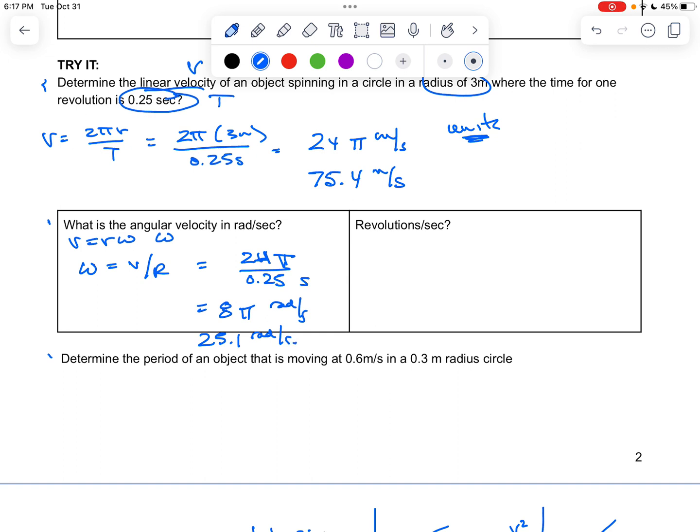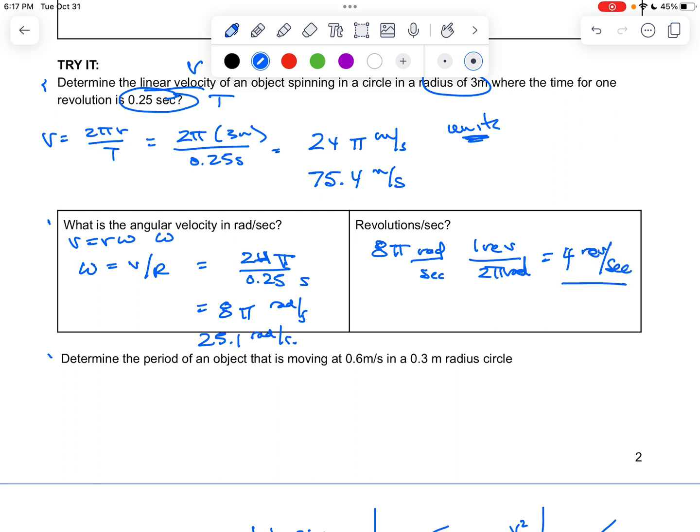Okay, converting that into revolutions per second, 8 pi radians per second. So 2 pi radians is equal to 1 revolution. So the radians will cancel out, and we get 4 revolutions per second.